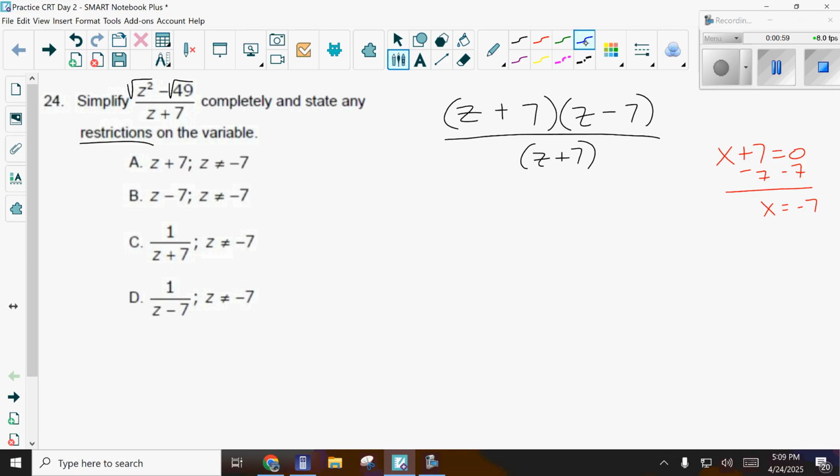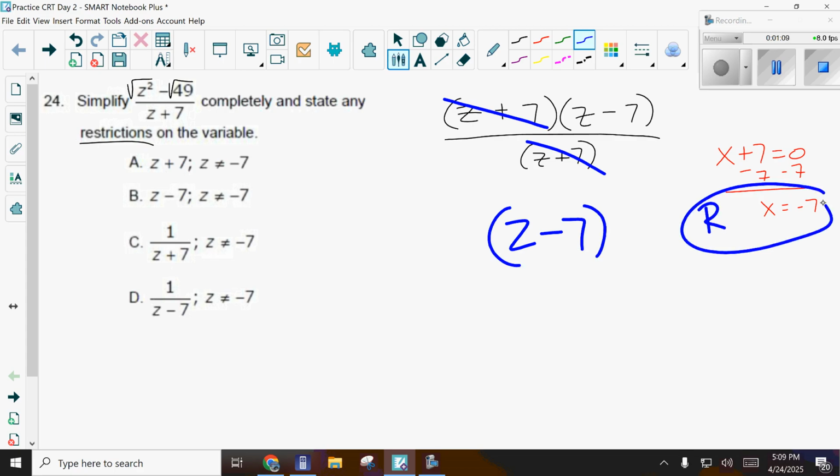Then the rule is if it's the same on the top and the bottom, and that goes for the entire parentheses, you can cancel it. So our final answer is just z minus 7, and that's our restriction over here. So the correct answer for number 24 should be choice B.